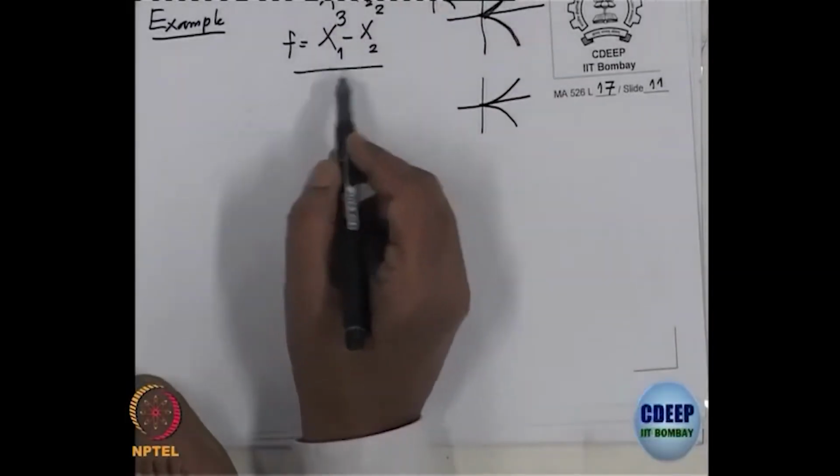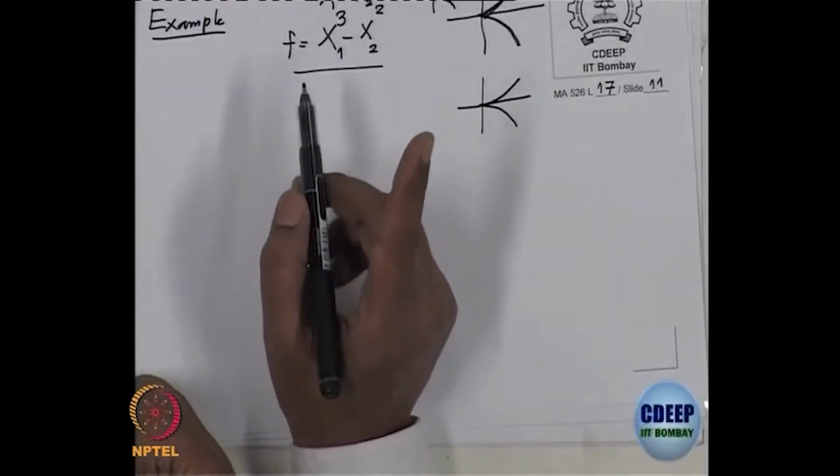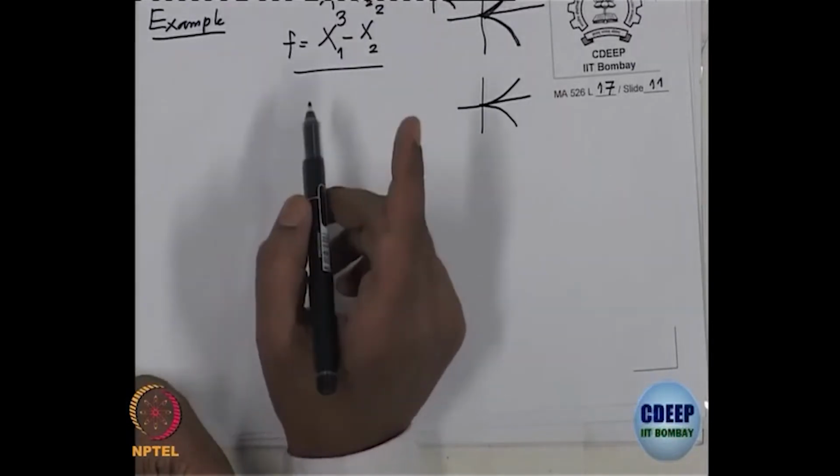I want to compute exactly how many points are singular and which are they. So for that we will have to compute the Jacobian matrix and the rank. Okay, so what we are doing? So first we have to compute the Jacobian matrix.